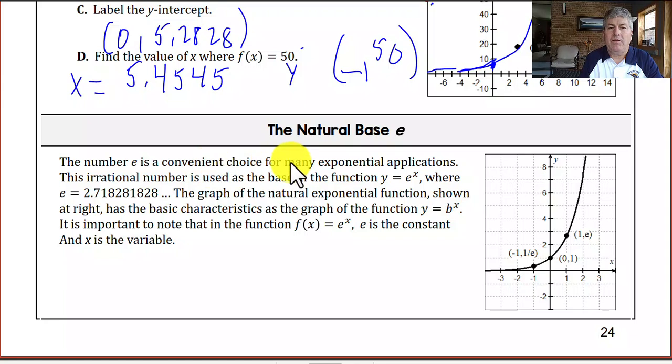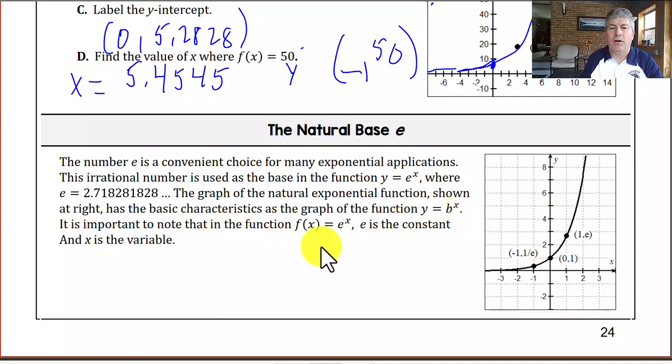The number e is a convenient choice for many exponential applications. It's an irrational number, and it's used as a base in the function y equals e to the x, where e is about 2.71828. The graph of the natural exponential function shown at the right has the basic characteristics as the graph of the function y equals b to the x. Our base b is now just e.